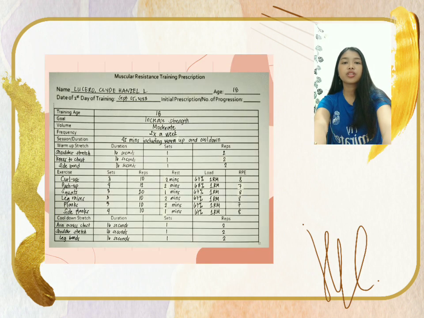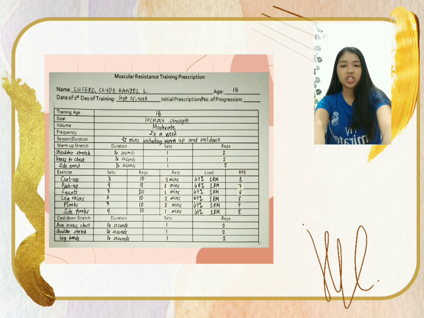Now moving on to the muscular resistance training prescription. First, my training age is 18 and my goal is to increase strength. For the volume, I still choose moderate, and twice a week for frequency. The duration of the activity is 45 minutes including warm up and cool down. The exact duration will vary depending on the number of sets performed.